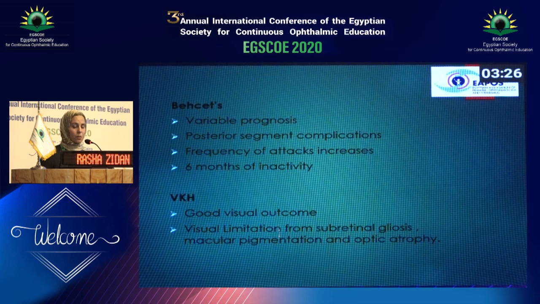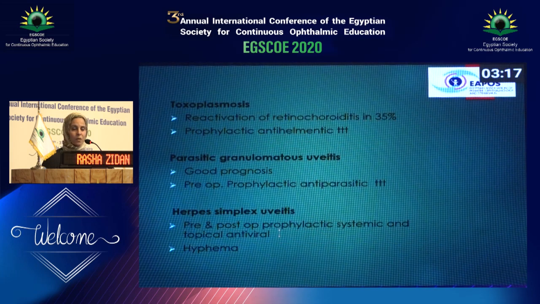Vogt-Koyanagi-Harada is very similar to Behçet. They give a good visual outcome if the posterior segment has no limitation. Toxoplasmosis carries a risk of about 35% that you may reactivate retinochoroiditis, therefore prophylactic treatment is needed. The parasitic granulomatous uveitis, which we've seen as a specific entity in Egypt, does very well and gives good prognosis after cataract surgery. Again, prophylactic antiparasitic treatment should be given.